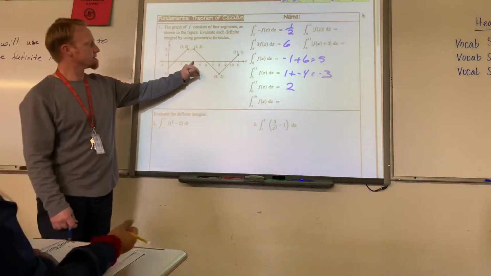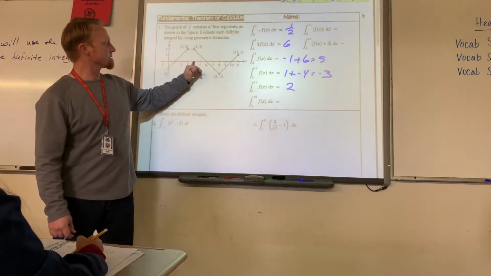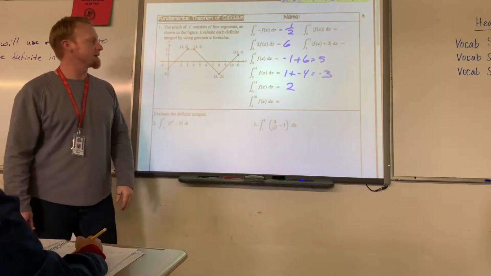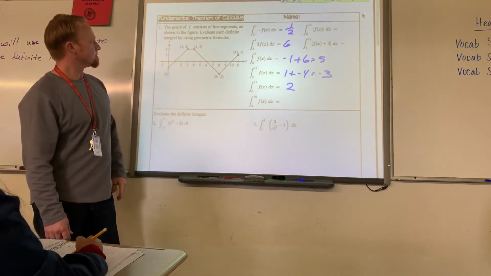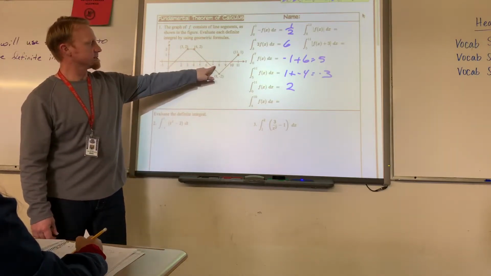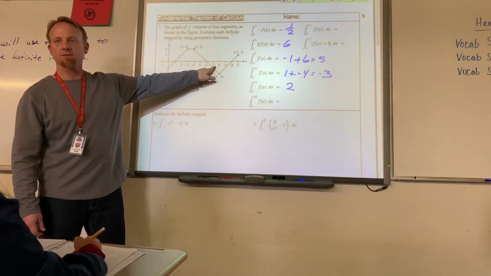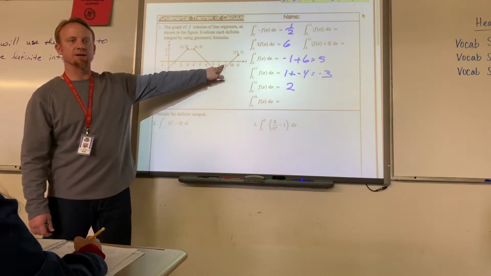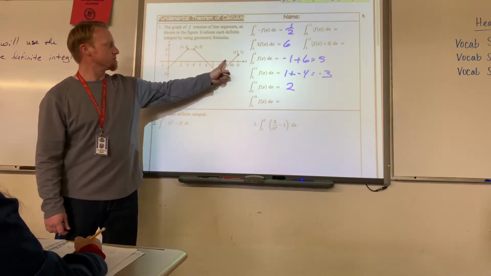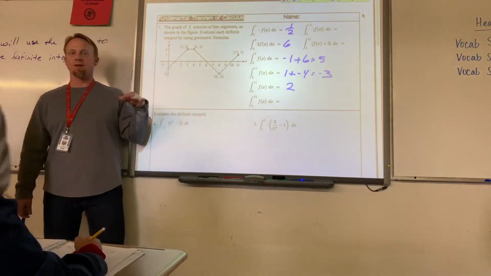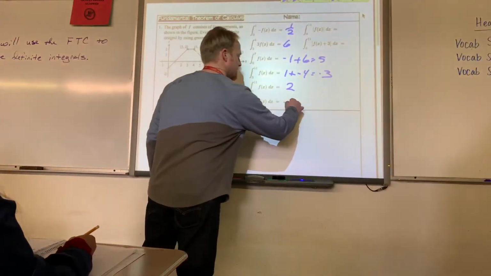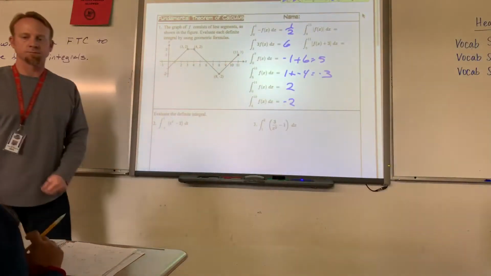4 to 10. So 4 to 10. What do we notice about 4 to 10? What's something that makes my life easier? The triangle? Yeah. This triangle and this triangle cancel each other out. So all I need is this one right here. So it's a 2 by 2, which is 4. 1/2 of that gives me 2. So that's -2.